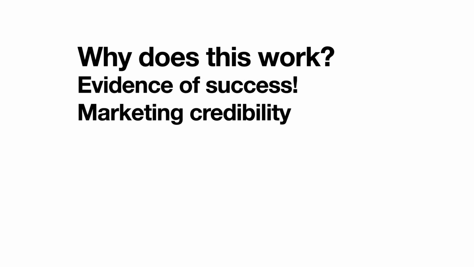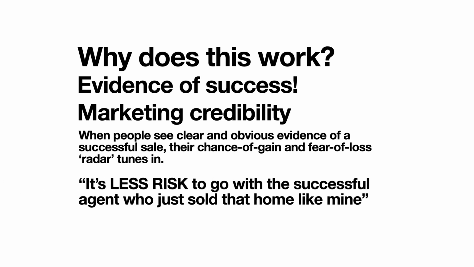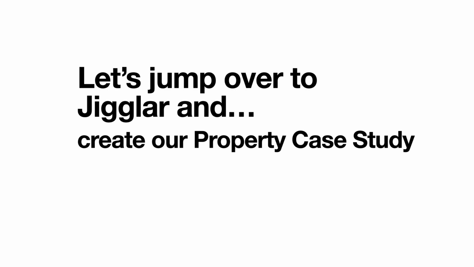So why does it work? Well, it's evidence of success, and it's what I call marketing credibility. When people, and I've noticed this in marketing a lot, when people see clear and obvious evidence of a successful sale, their chance of gain and fear of loss radar tunes in. So chance of gain and fear of loss are the two biggest marketing motivators. And when somebody thinks about selling an asset worth hundreds of thousands or even millions of dollars, their chance of gain and fear of loss radar is finely tuned, let me assure you. So they think to themselves, you know what, it's less risk to go with a successful agent who just sold that home like mine. So let's jump over to Jigglar and create our property case study.